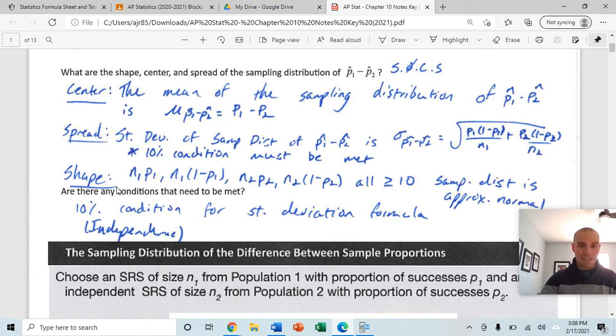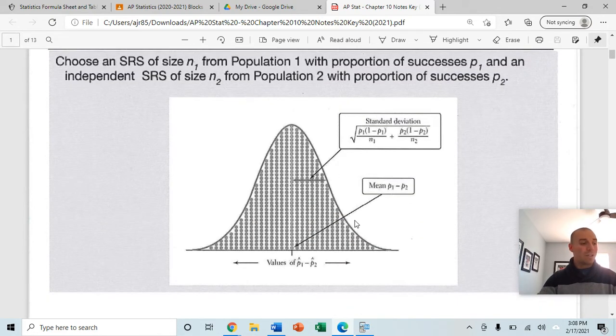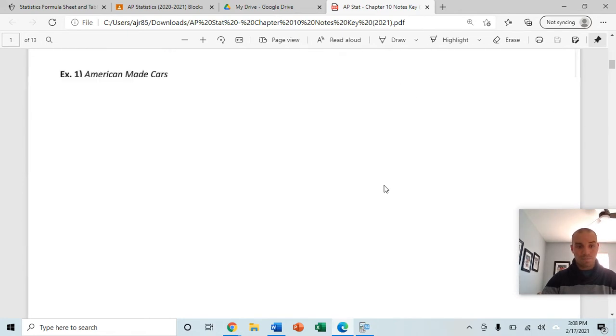We still have our 10% condition for our standard deviation formula, so we need our sample size to be less than 10% of the population. This picture in here just illustrates what we're dealing with in terms of the sampling distribution. The mean of the sampling distribution is where we're centered. That's that p1 minus p2. And then we've got the standard deviation formula for the difference of our proportions, which we see right here. We'll go through the example in class related to American-made cars.